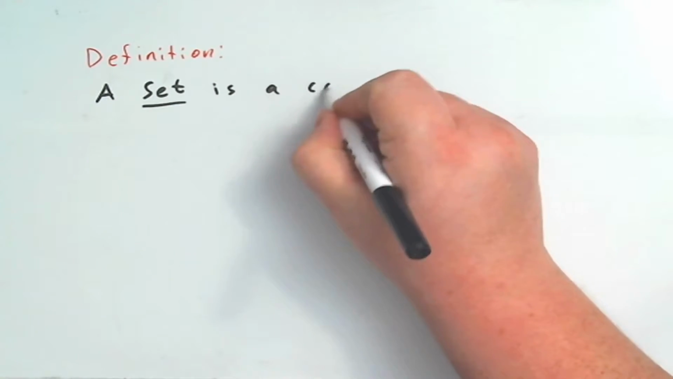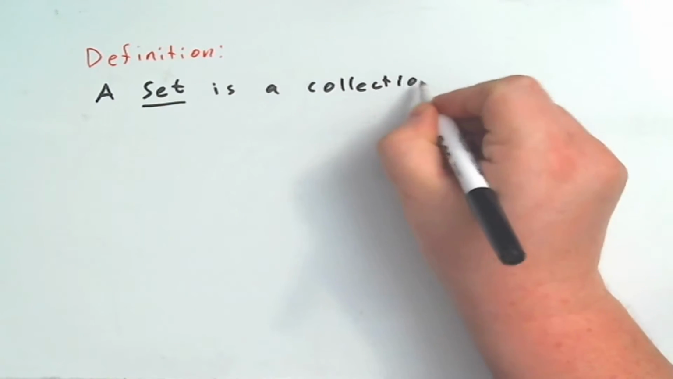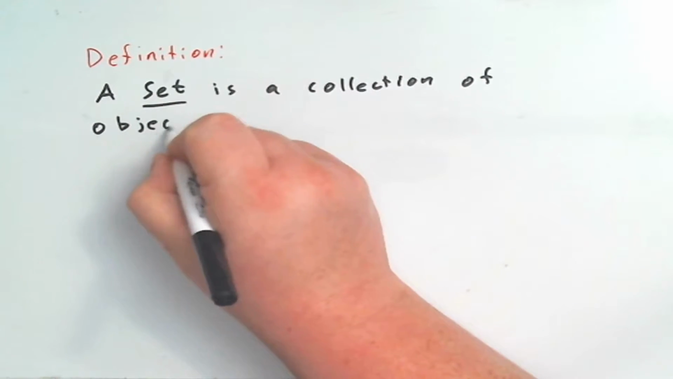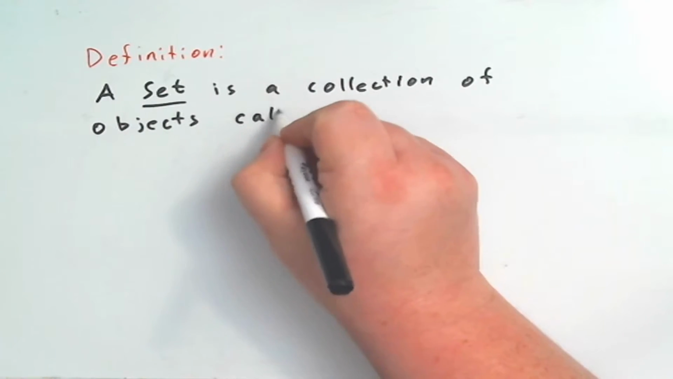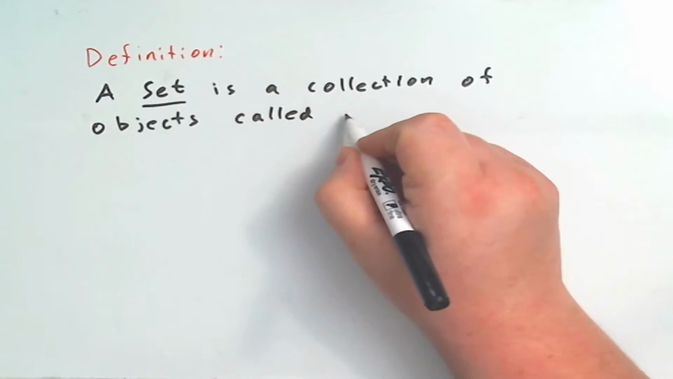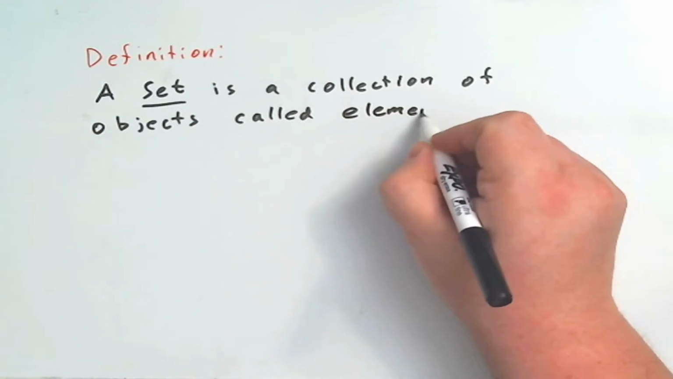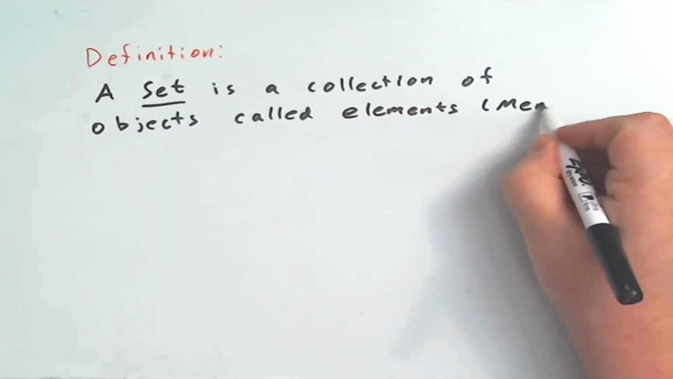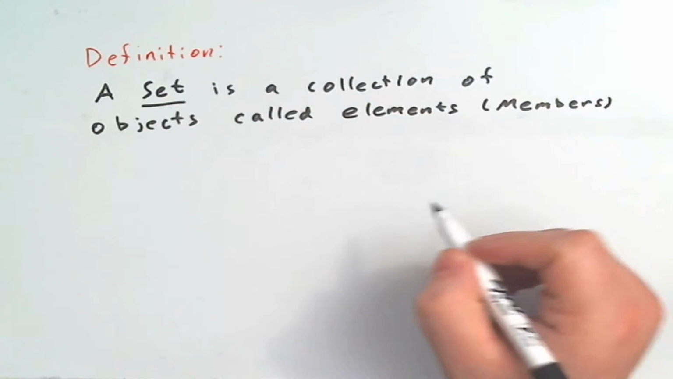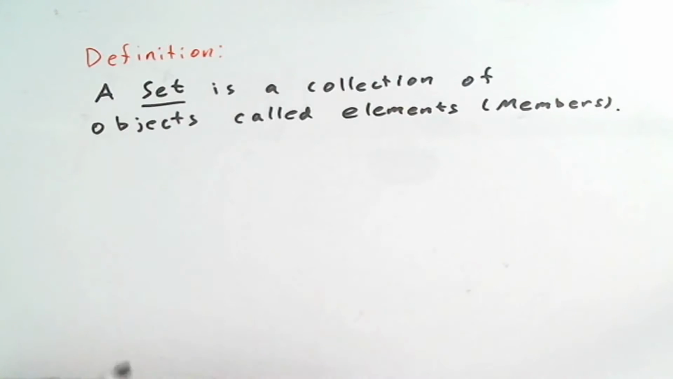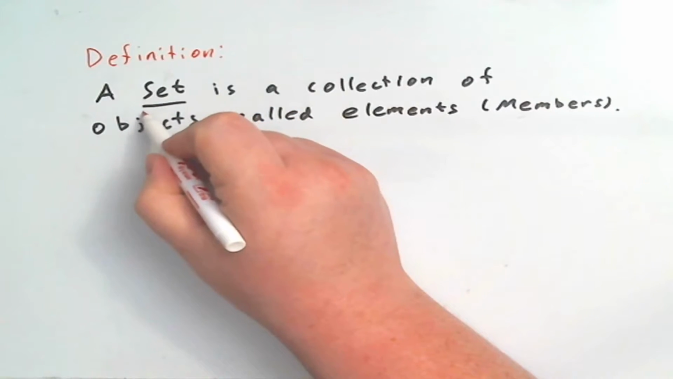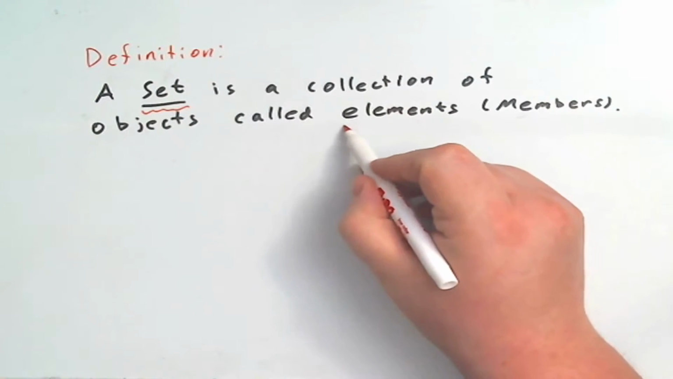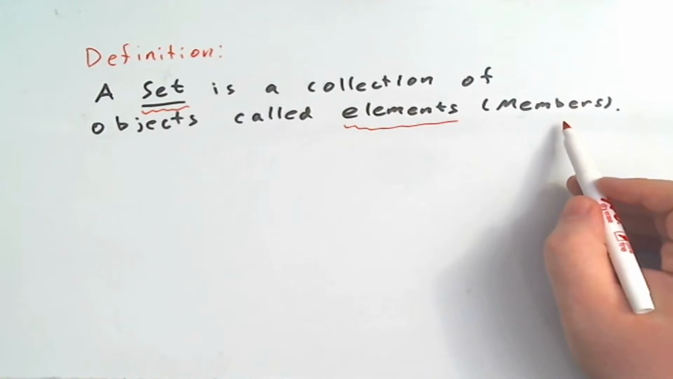is a collection of objects called elements, or sometimes they're also referred to as members. Okay, so the key thing to remember here is we're defining a set there, and in this set it contains these things called elements. Okay, sometimes they're also referenced as members.